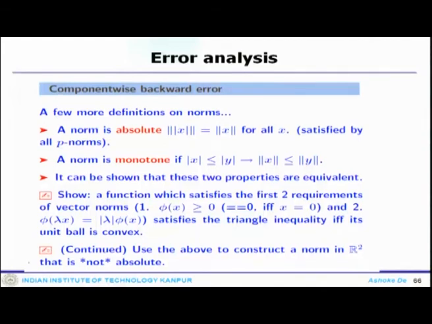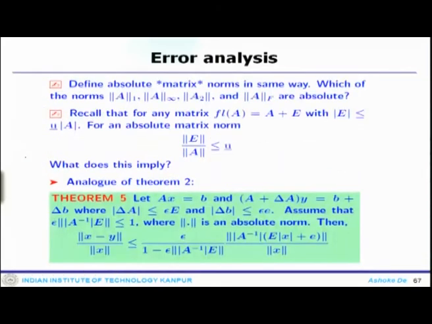Now, if you go by componentwise, then some more definitions would be handy to have. The norm is absolute if the norm of |x| equals the norm of x for all x, which is satisfied by the p norm. Secondly, the norm is also monotone if |x| less than or equal to |y| leads to the norm of x less than or equal to the norm of y. One can show that there is some equivalence between these properties, so you can show these things easily.